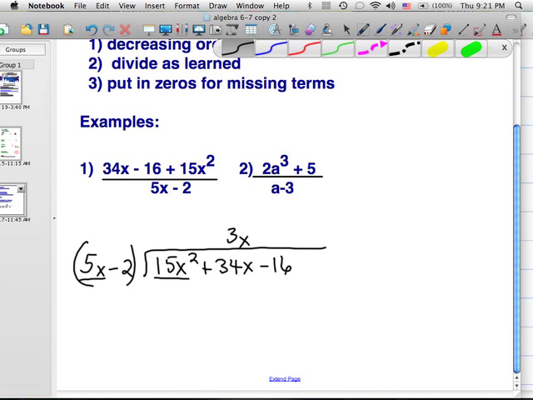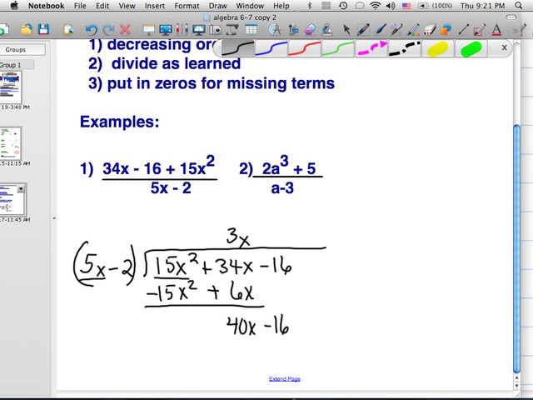3x times 5x is 15x squared. 3x times negative 2 is negative 6x. Just as in long division, after we multiply, we subtract. So we're going to subtract this polynomial from this one, so we change the signs. And that goes out. And then 34x plus 6x is 40x. It hasn't worked out yet, so we bring down the next term.